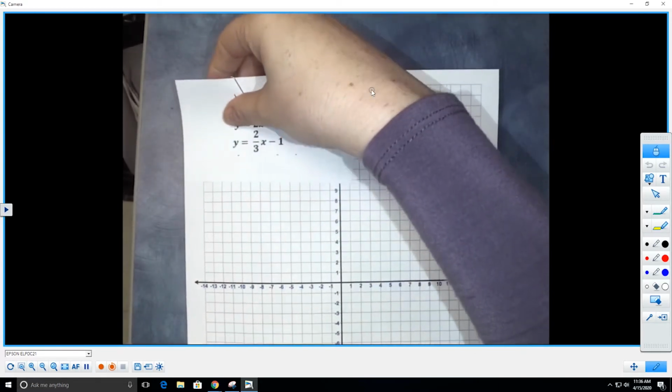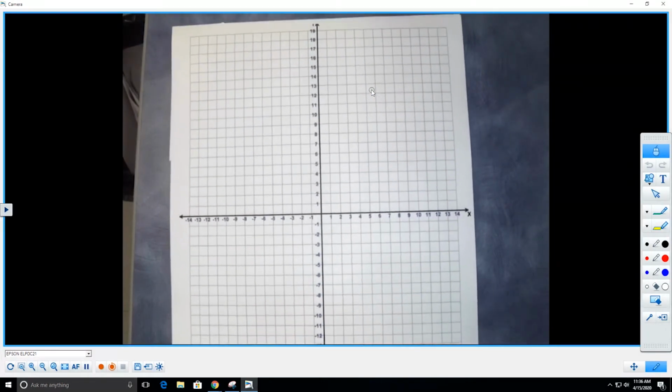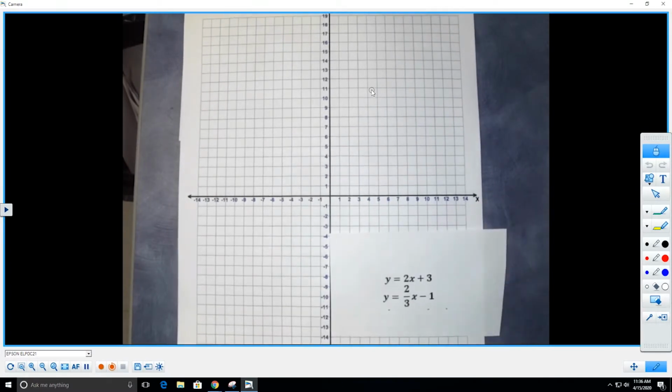I actually printed this one off of Math Aids, so that is a resource for you down here if you need some graph paper, or you can sketch your own. So here is our system of linear equations.